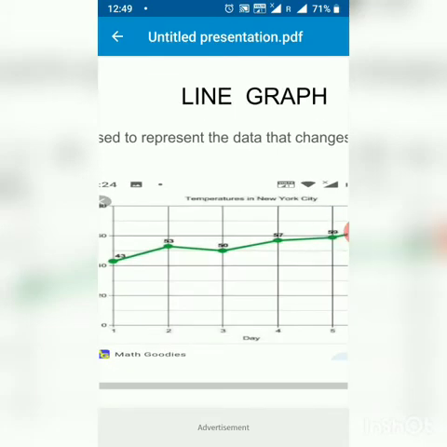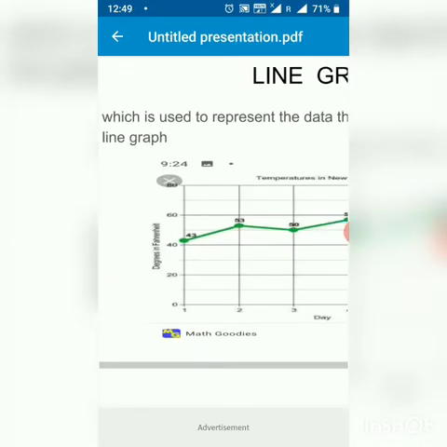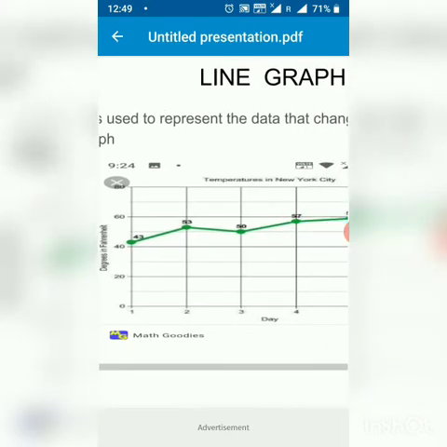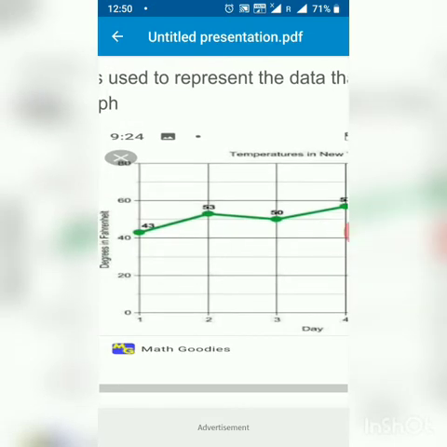Like this, the temperature of a place can also be represented in the line graph. The first day it is 43, second day 53, third day it comes down to 50, then the fourth day it is 57. So first we will take the temperatures on the vertical axis, 0, 10. Each unit you can take as per your convenience. One unit, 0 to the first line, first box, it is 20. So we take a difference of 20: 0, 20, 40, 60, 80.